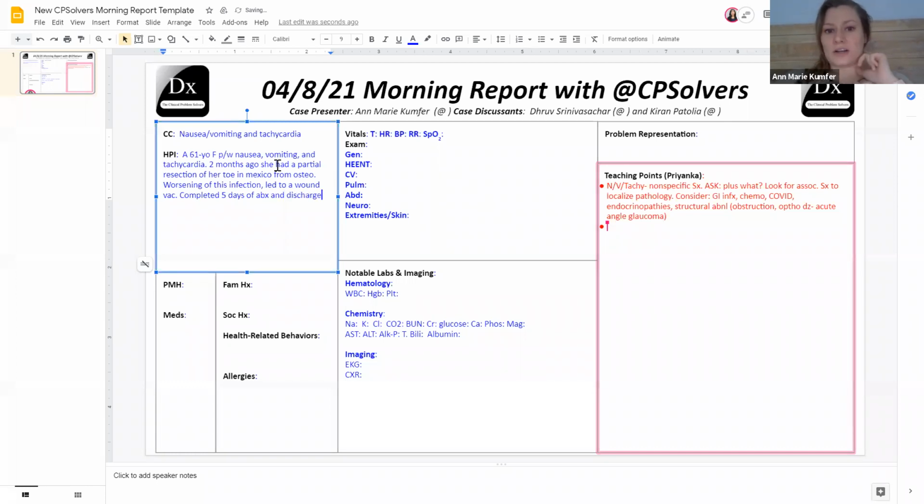Cultures during her hospitalization were negative, although she had received antibiotics prior to surgery. She had intermittent nausea and vomiting during the hospitalization, which was attributed to the metronidazole, but persisted after antibiotics were changed and even after she completed antibiotics. Other symptoms: she feels short of breath and it's difficult to get a full breath in. I'm going to just pause.